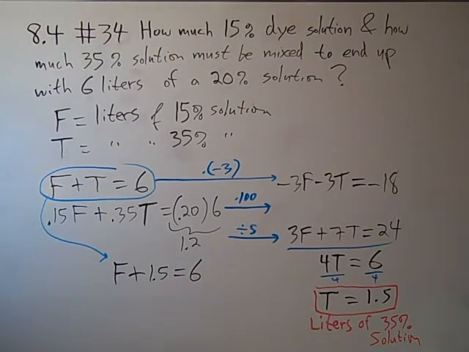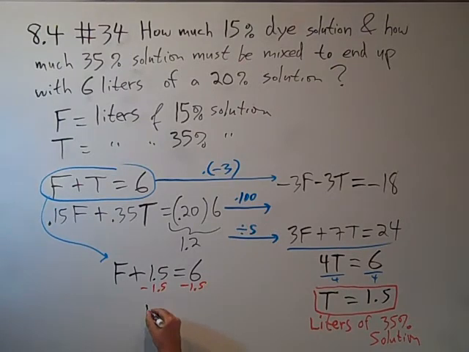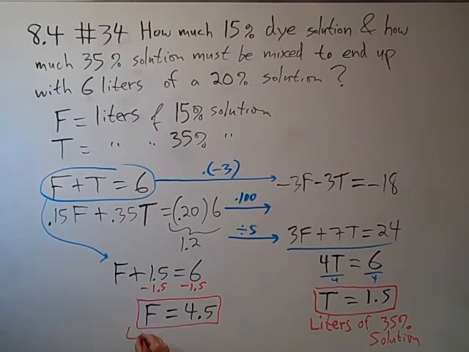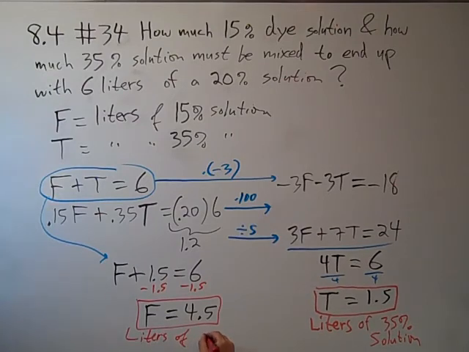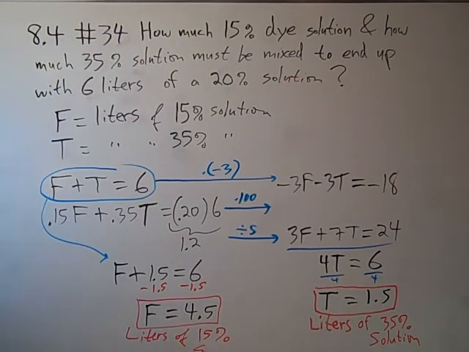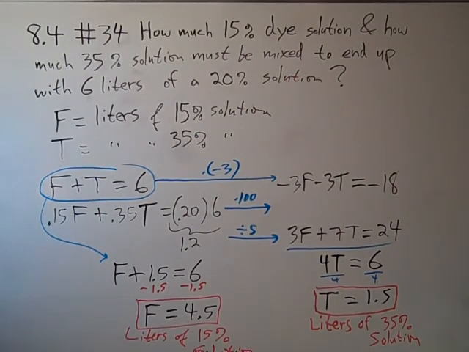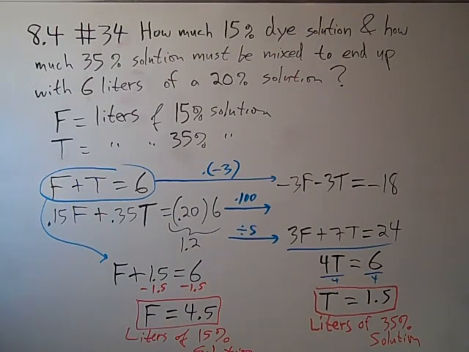So if we subtract 1.5 from both sides, we get that F is equal to 6 minus 1.5, which is 4.5 liters. So that's the number of liters of F, which stands for the 15% solution. So we need exactly 4.5 liters of the 15% solution and mix that with 1.5 liters of the 35% solution, and we will have then exactly 6 liters of 20% solution.